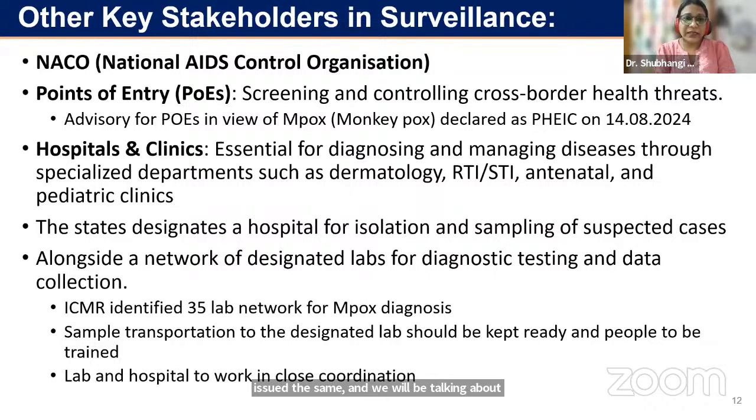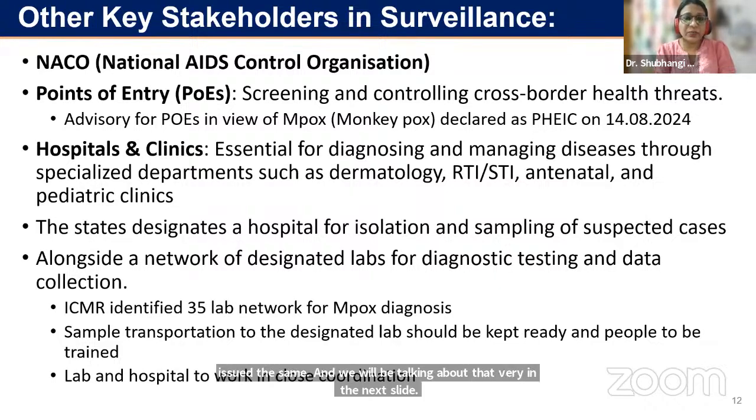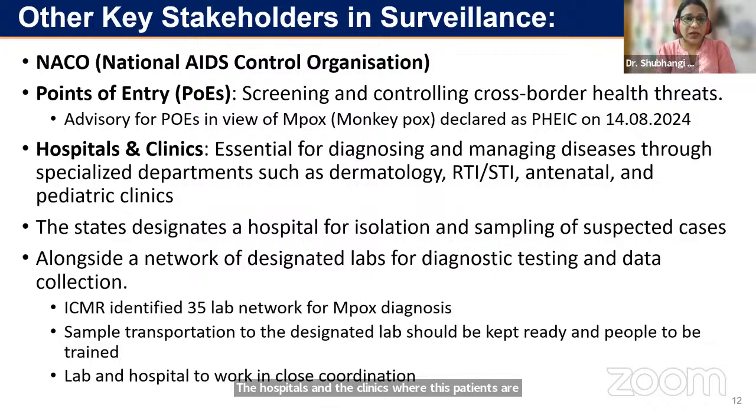The hospitals and the clinics where these patients are probably visiting become our other key stakeholders. The states need to designate a hospital for the isolation and sampling of the suspected cases. So every state nodal officer has already been informed. For the POEs also, the states were informed that they need to designate a hospital where the cases will be kept, alongside a network of designated labs for diagnostic testing and data collection.